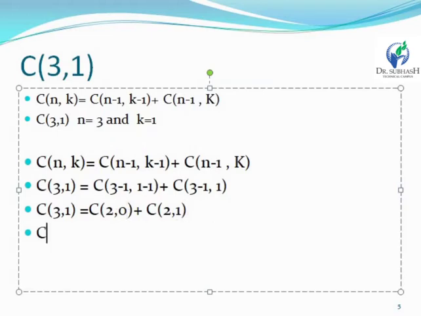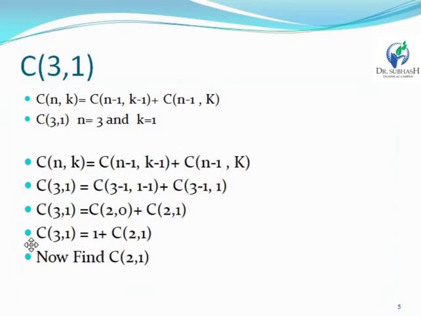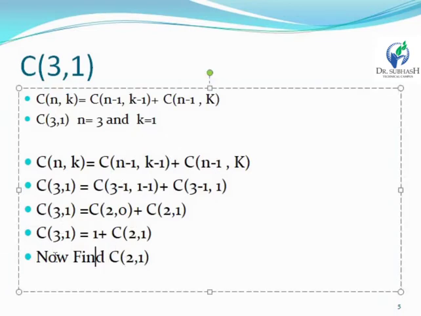So now next is C of 3, 1 equal to C of 2, 0. It means 1 plus C of 2, 1. So now you can find the 2, 1 value. Find C of 2, 1 value. So just find it with the same process. So we can find that 2, 1 value.